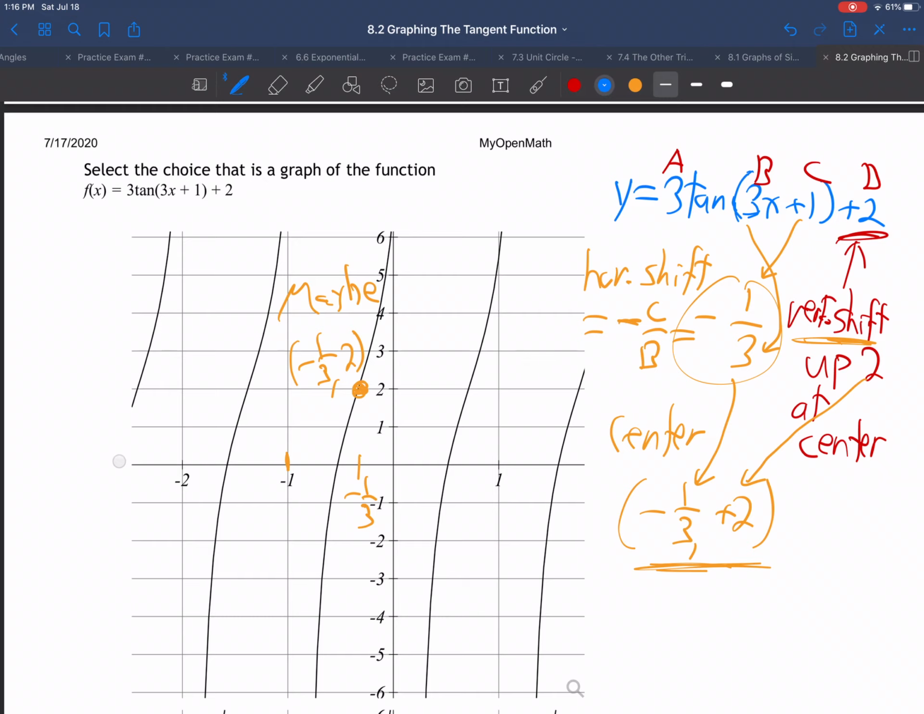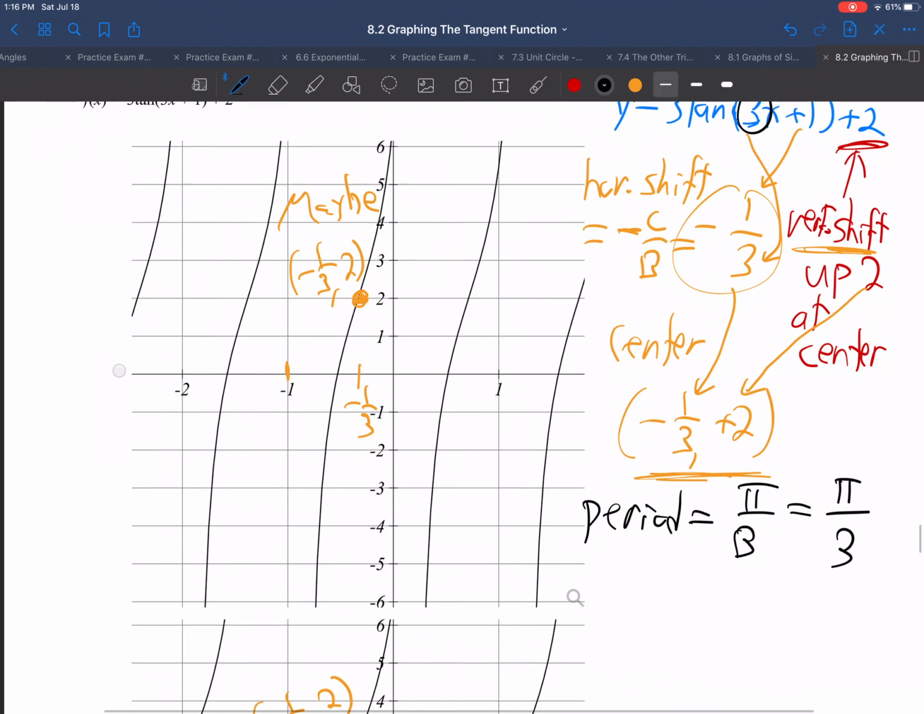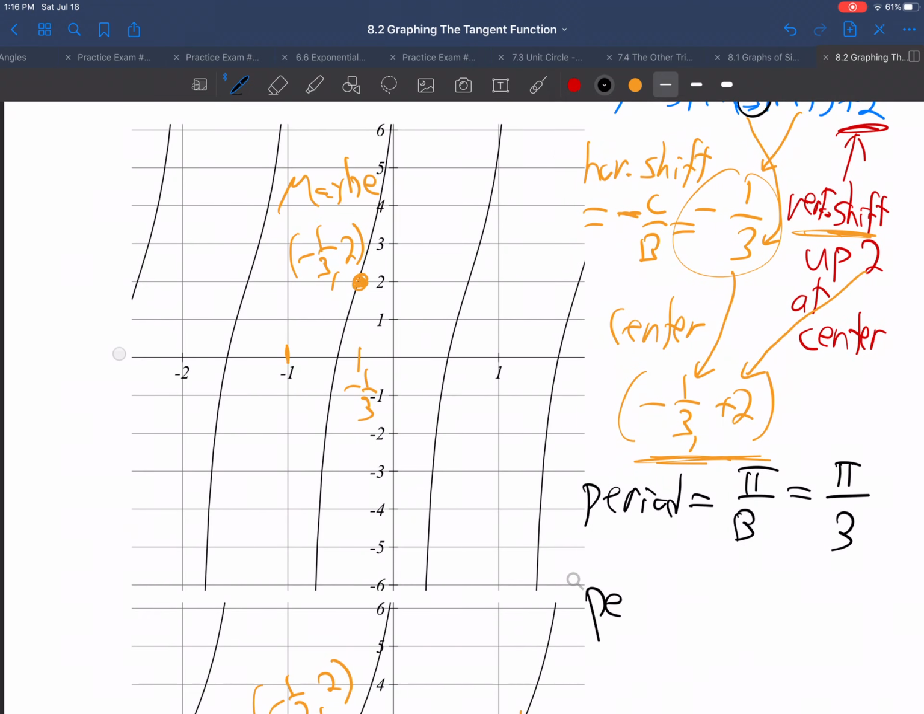The period is going to settle the matter, like it usually does. So the period formula, remember, is pi over b, not pi over 2b. That's for the sine and cosine. So pi over b, what's b? 3, right? Pi over 3. Now, what's pi over 3? Pi is about 3.14, so this is about 1. You don't need a calculator for that. You know pi is about 3, and 3 divided by 3 is about 1. It's just barely more than 1.